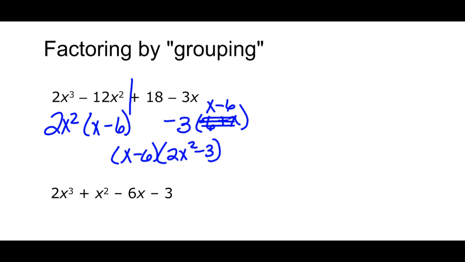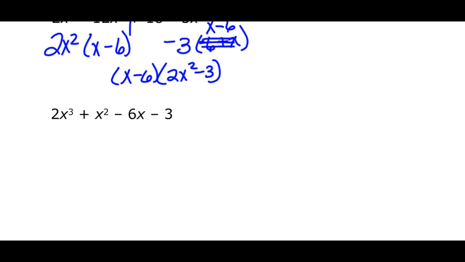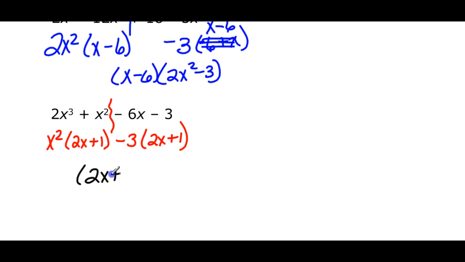All right, let's try this with the next one. You should probably pause the video and do it yourself first. Okay, this is going to give me an x squared, which is going to leave me with a 2x plus 1. Here I'm going to pull out a negative 3, which is going to leave me with a 2x plus 1. What's inside the parentheses is the same, so that's 2x plus 1. What's left outside the parentheses is an x squared minus 3, and that is factored.